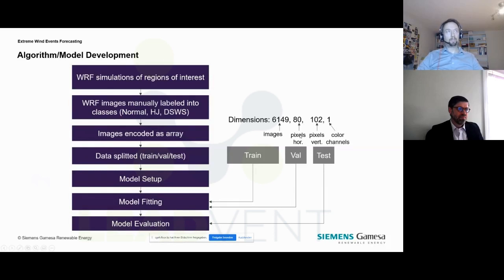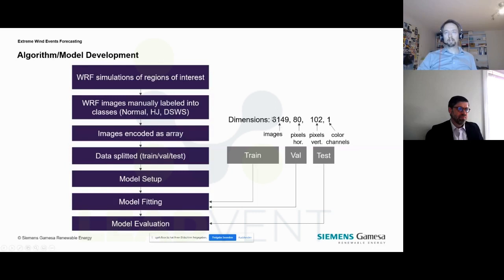Here you can see the algorithm and a high-level representation of the model development. So we are starting with the WRF simulations of the region, and then we take these images, and that was the majority of the work that my colleague has performed. All of these images had to be manually labeled so that we have a good training data set. So we have then a large bunch of different images which are put into different boxes. One box is normal wind behavior, then we have hydraulic jump, and then we have downslope windstorm. And in total, you can see the dimensions here.